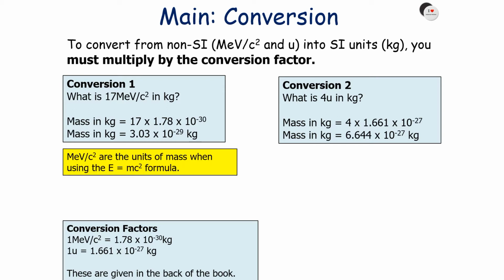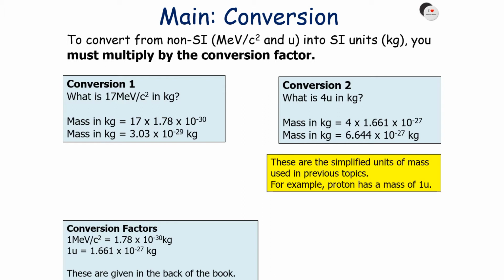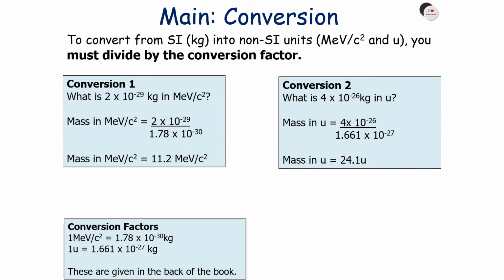Now again, just remember before we look at this, MeV over c squared are units of mass derived from the E equals mc squared formula, whilst the simplified units of mass are used in previous topics. So for example, we would say that protons have a mass of 1 U. Now you can see here, to convert from an SI unit, your kilograms, into the non-SI units, MeV over c squared and U, you've got to divide by the conversion factor.